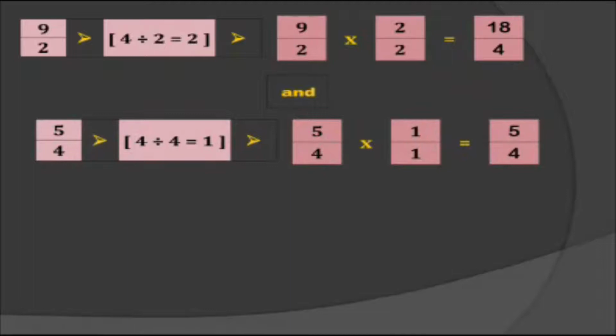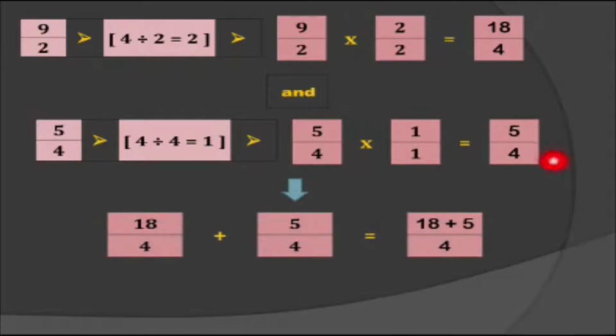Next again we have 5 by 4. So here the denominator is 4 and the LCM is also 4. So here we are dividing, 4 divided by 4 is equal to 1. So we will multiply 5 upon 4 by 1. So 5 by 4 multiplied by 1 by 1 is equal to 5 by 4. 5 ones are 5, 4 ones are 4, right?